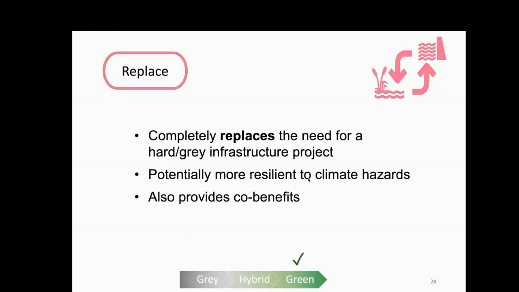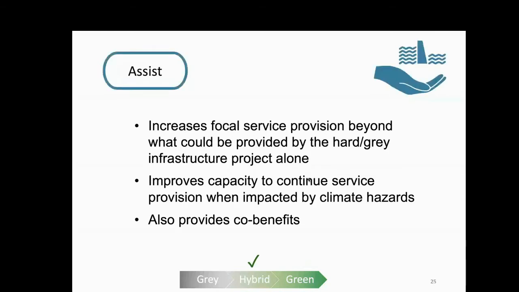The second type completely replaces the need for gray infrastructure. So you can think of wetlands, for example, that if they were restored, maybe retain enough water during floods that gray infrastructure is no longer needed downstream. The third type doesn't protect or replace gray infrastructure, but it assists it by amplifying its service provision. So you can think of a restored wetland in combination with a dam, for example, that both provide flood management services.